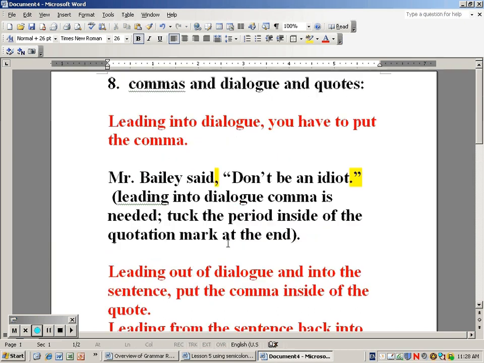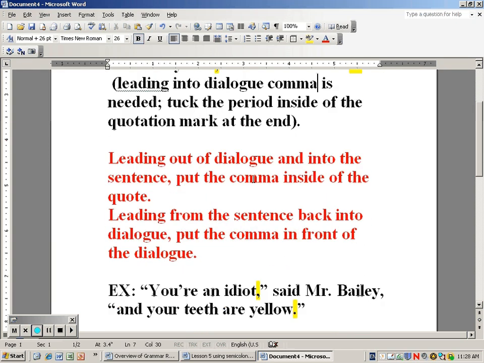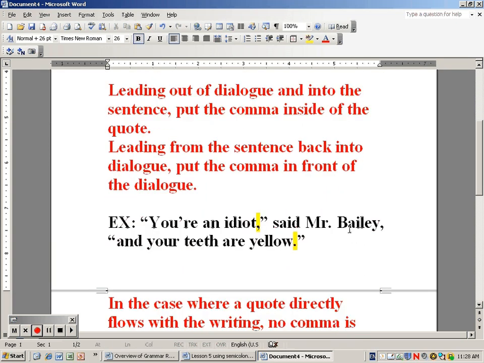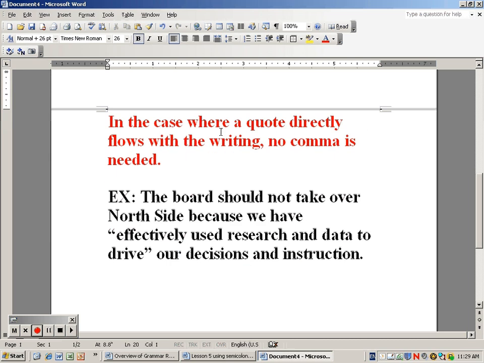So just to recap right quick, leading into dialogue, this comma needs to be there, and then our dialogue. If you're coming out of dialogue, like in this case, "You're an idiot," said Mr. Bailey. And then going back into the dialogue, we need the comma. Now, this is for characters that are talking. This is for dialogue. And then the last part is if you have a quote that flows with the writing, you don't need to have a comma leading into or out of it. So that's the rule with commas with regard to dialogue and with regard to direct quotes.